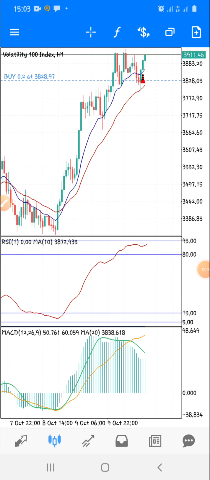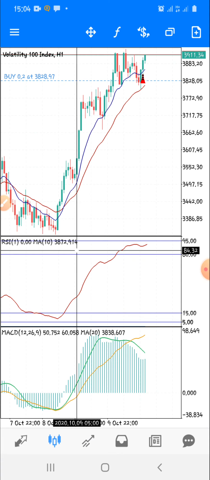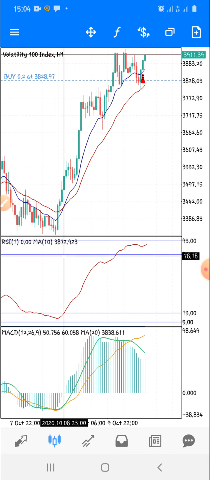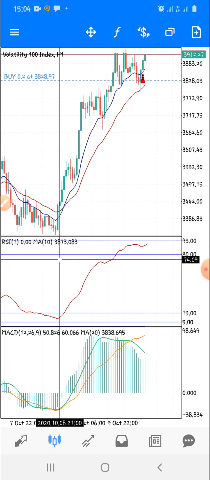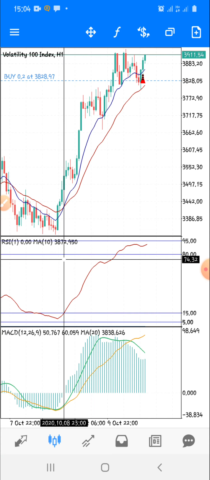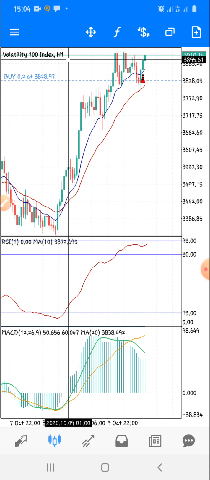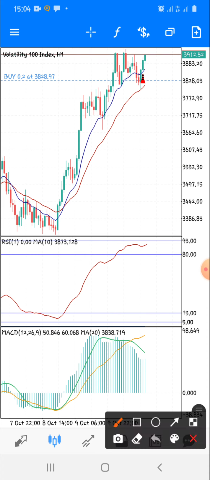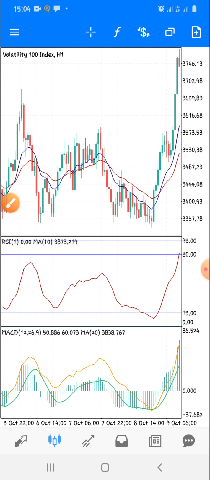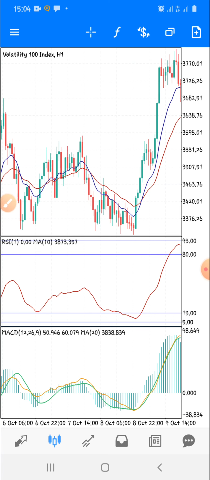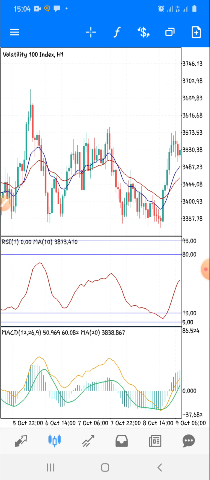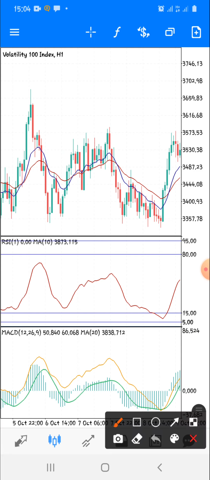Let's go to 1 hour time frame to see exactly what I'm talking about. You see here the MACD crossed a little bit earlier than the moving average. The MACD crossed a little bit earlier in this region, and the moving average crossed a little bit later. If you move backwards, it is still the same. The MACD line here is what we are referring to.